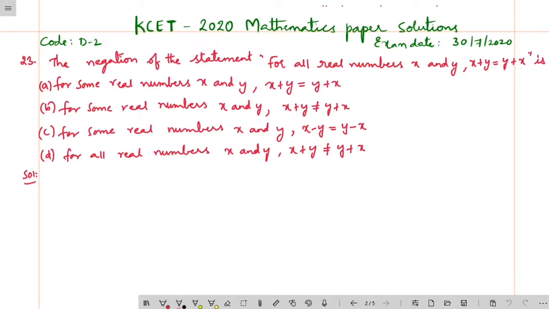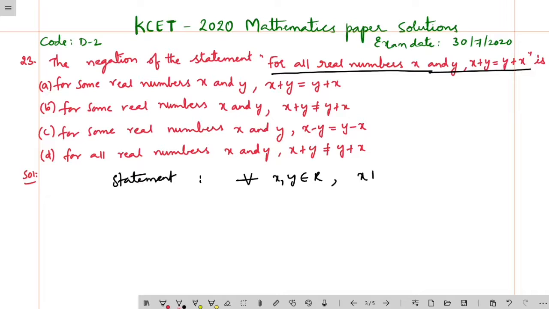Question 23. The negation of the statement: for all real numbers x and y, x plus y is equal to y plus x. So what is the statement given here? The given statement is: for every real number, meaning for all x comma y belongs to R, we have x plus y is equal to y plus x. Then you are asking for the negation of that.